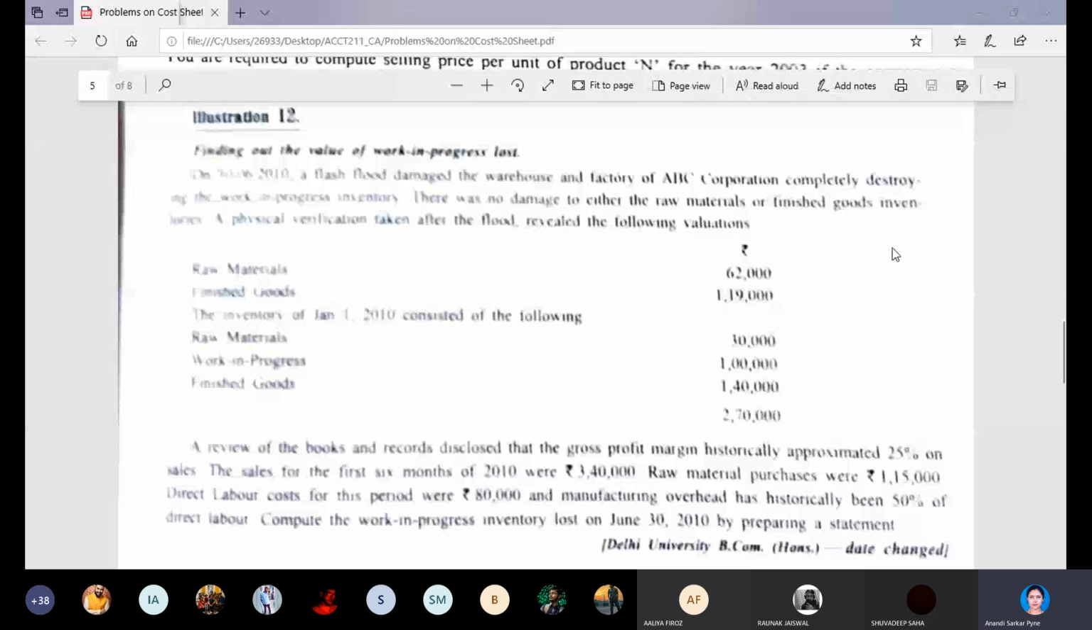Review of the books and records discloses that the gross profit margin has historically been approximately 25% on sales. Okay, so gross profit is given. The sales for the first 6 months of 2010, from 1st January till 30th June, were rupees 3,40,000. Raw material purchased was 1,15,000, direct labor was 80,000, and manufacturing overhead has historically been 50% of direct labor. So that is already given, and we can find out the manufacturing overhead.